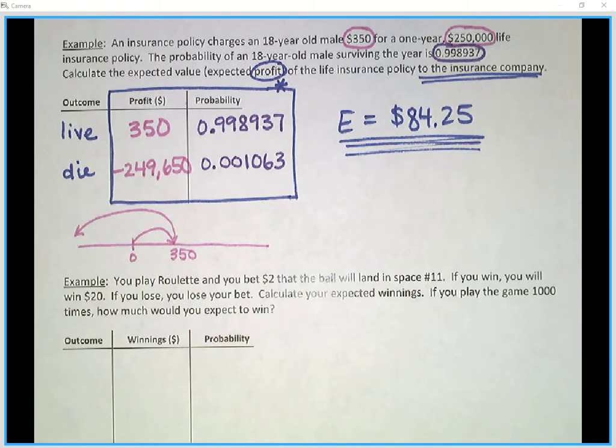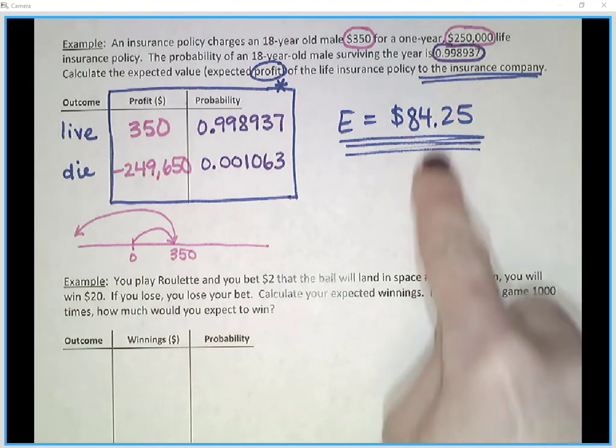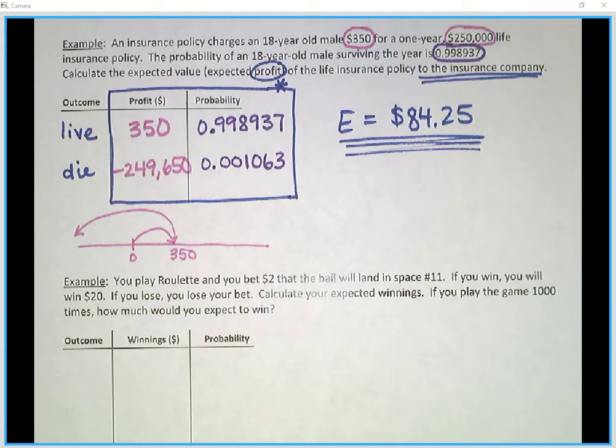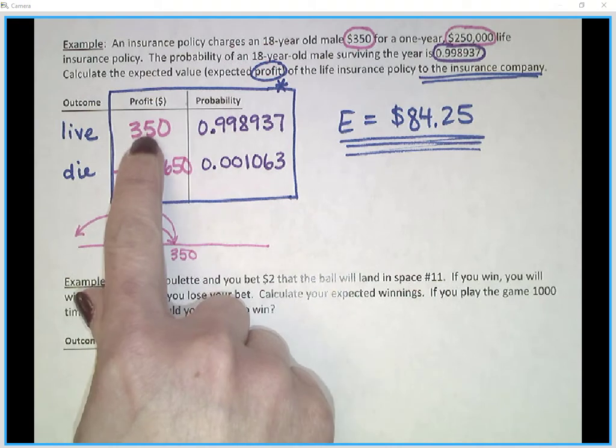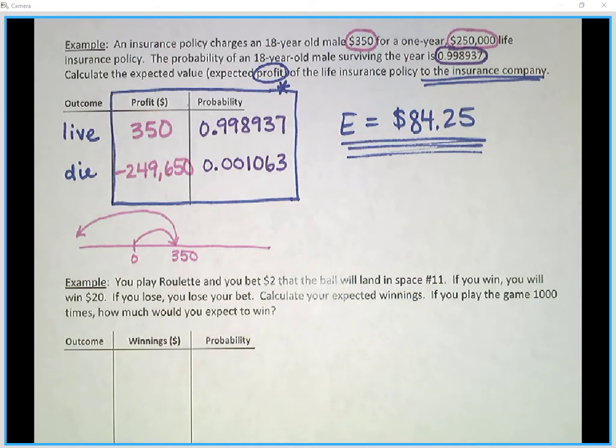And this is how they set their rates, right? So maybe they're not happy with that. Maybe they want to make $100 per policy. Well, they're going to have to raise their rates. They're going to charge more than $350. And you better believe there's somebody that works for the insurance company that's back there trying to figure out, because they know these probabilities, how much they would profit so that they can set their rates. That's like a very common practice in insurance.